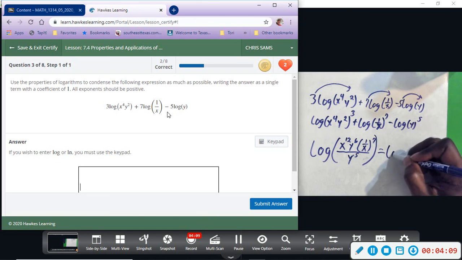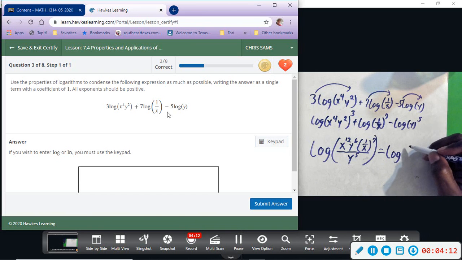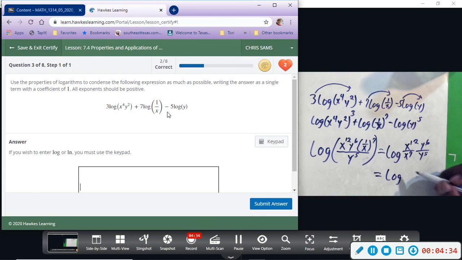This will be log, I'll write it out so you can see it. This is x to the 12th, multiplying and combining with this guy, we have x to the 7th. And then we had our y to the 6th over y to the 5th. And using properties of exponents to reduce, we end up with log x to the 5th times y. And that is as much as we can do. So we have one log, coefficient of 1 out front, and it's condensed.